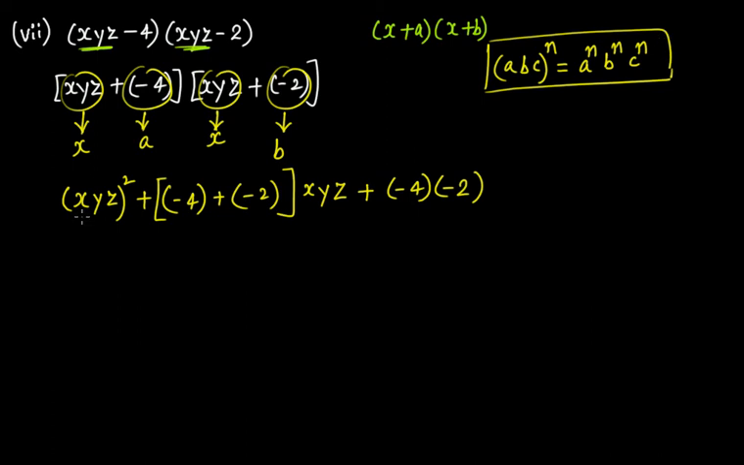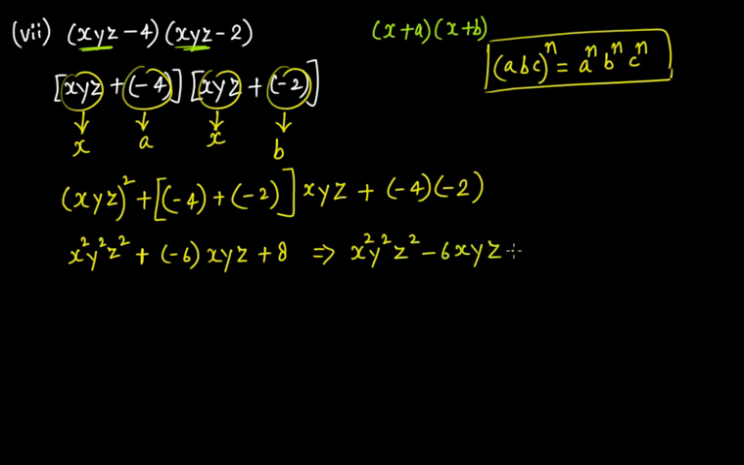Okay, so from this you get x squared y squared z squared, and then you have plus, this is minus 4 plus minus 2 means minus 4 minus 2, this is minus 6xyz. Minus 4 multiplied by minus 2 is what? 8. So this is x squared y squared z squared minus 6xyz plus 8. This is your answer.